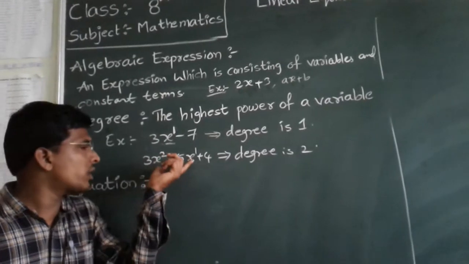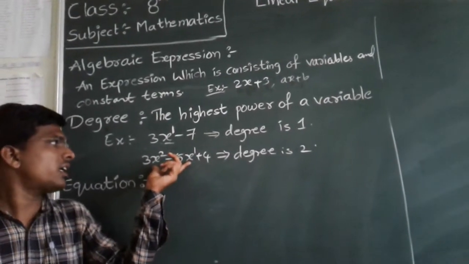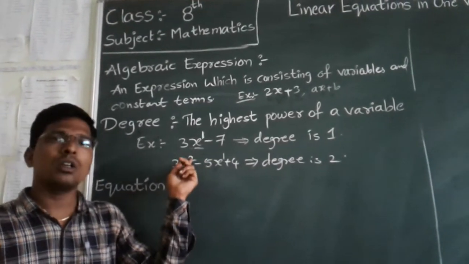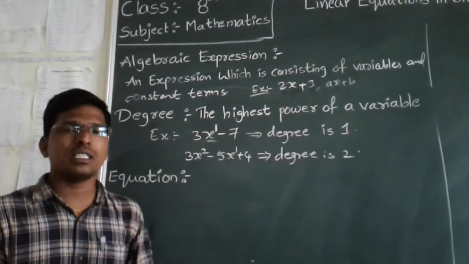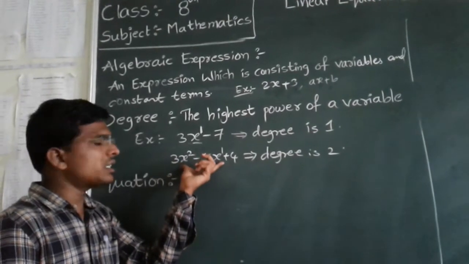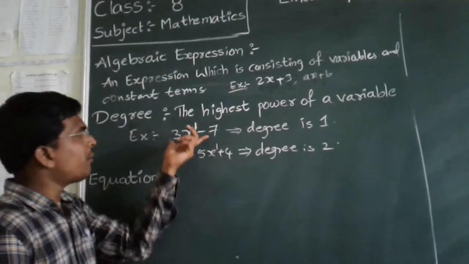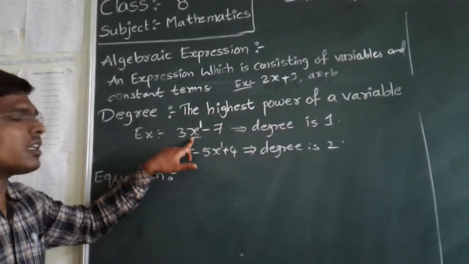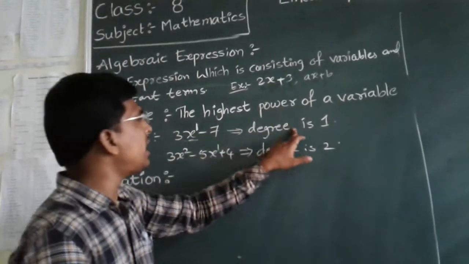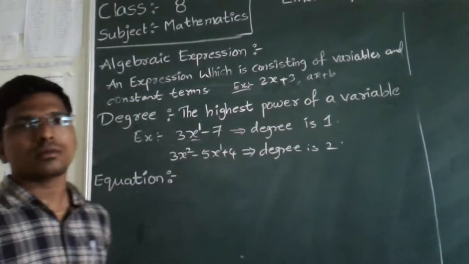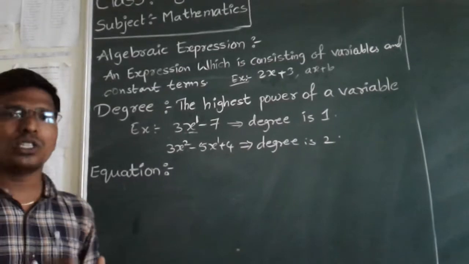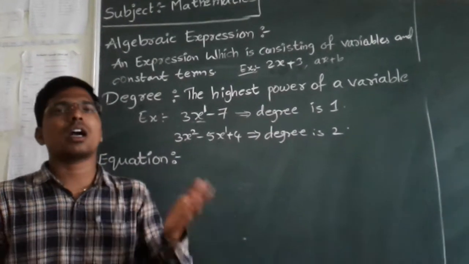Just look at the variable. Identify the variable here, that is the x variable. In both cases we have powers 1 and 2. Which is the bigger one? Of course 2 is the bigger one. So the degree of this polynomial is 2. In the above expression, the variable is x with the power 1, which is the only and highest one, so the degree of that polynomial is 1. Both are algebraic expressions involving the variable x and constant terms.